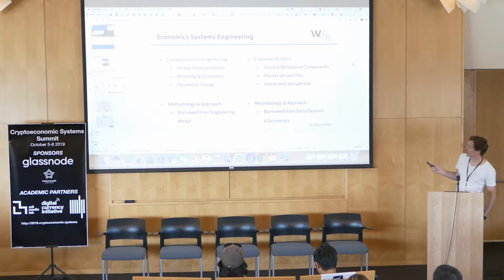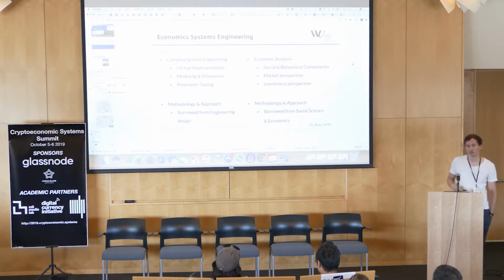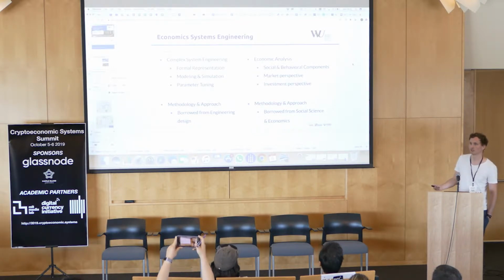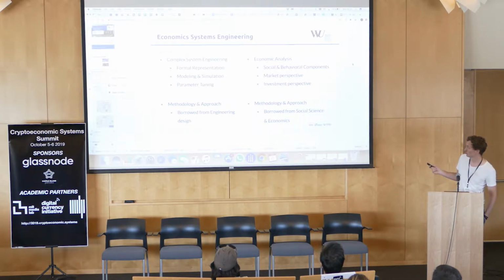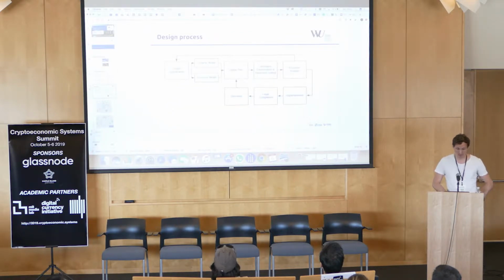If we look from the economic side, we will have to include social and behavioral components. We will also have to look at the market perspective, because many decentralized crypto projects, they very naively assume that there will be a demand for the token, but this is not very clear. And also we have to look at the investment perspective. So even in economics, you need to take different perspectives as well. So how does the design process look like?